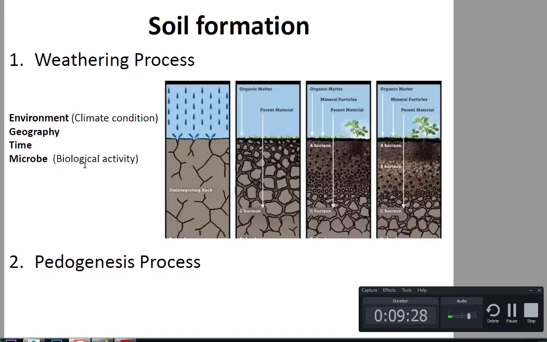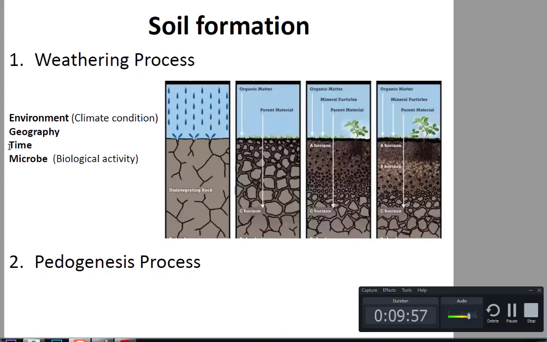conditions, time and the microbes. So environmental conditions are very much responsible for soil formation. Geographical condition is also responsible, because it totally depends on what types of soil the geographical conditions provide, what types of soil you will get after the weathering process. Time is also responsible for the soil, because soil cannot form easily, but it takes time.